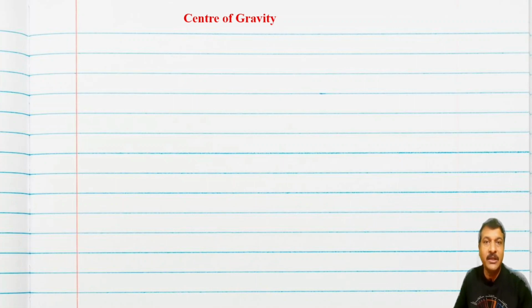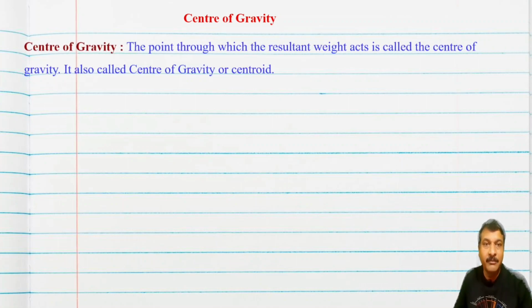Welcome, students, with a new topic, that is center of gravity, which is an application of multiple integrals. So what is the center of gravity? It is a mean of mass. The point through which the resultant weight acts is called the center of gravity. It is also called the centroid. So what is the meaning of it?